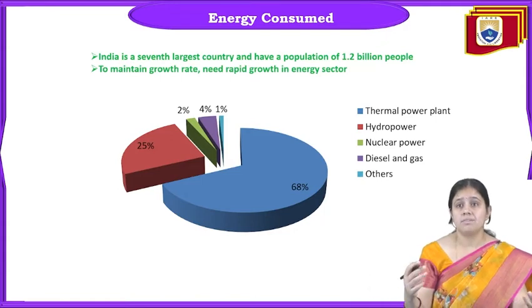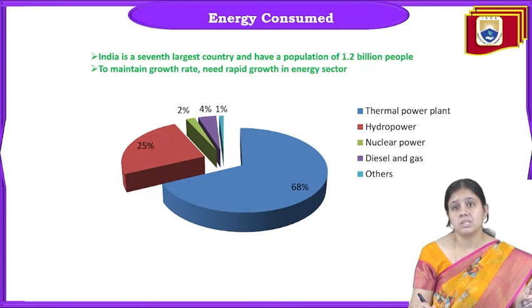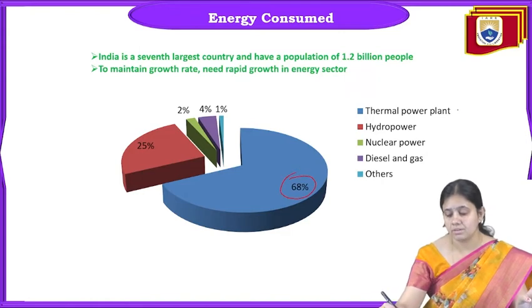So basically, 68% is thermal energy, 25% of energy is hydropower energy, only 2% we are using nuclear power energy, 4% we are using diesel and gas, and 1% we are using other forms of energy. Like 68% we are using thermal power plant energy.